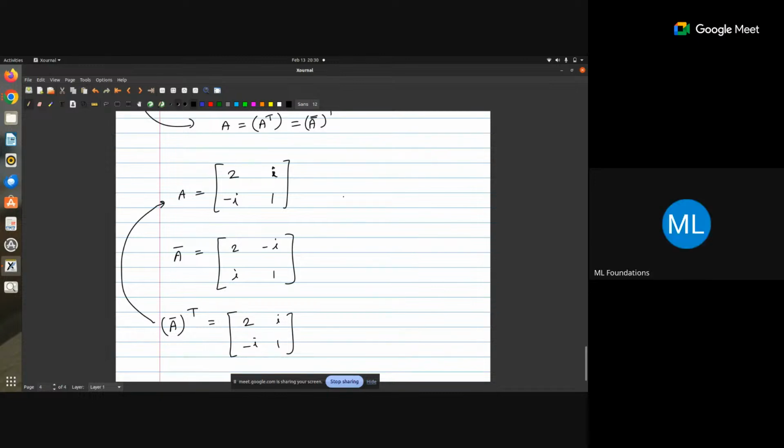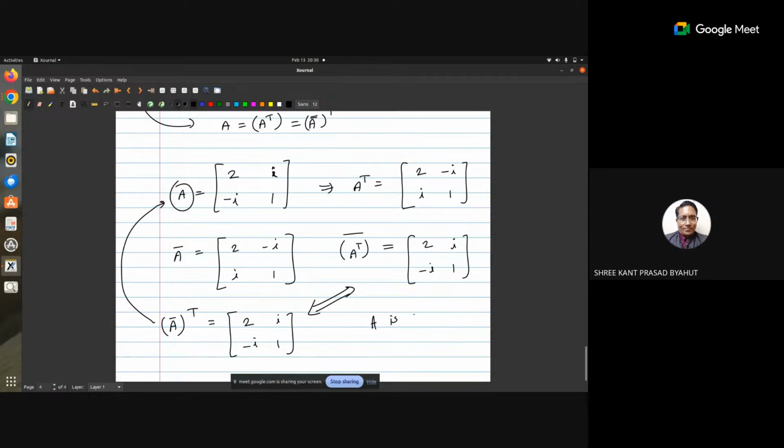Let's see again, if I take the transpose first, what will happen? If I take the transpose first, it will be 2, minus i, i, 1. And after that, I will take the conjugate. Conjugate means wherever I see a complex number, I change the sign. So 2, i, minus i, 1. If these two are also equal, and both of them are equal to A, then matrix A is called Hermitian, a Hermitian matrix.